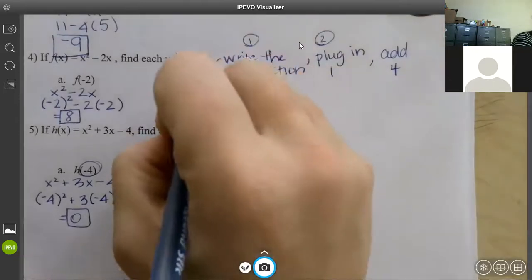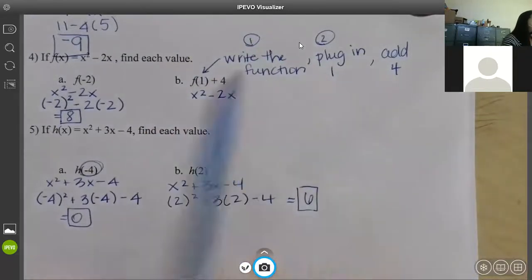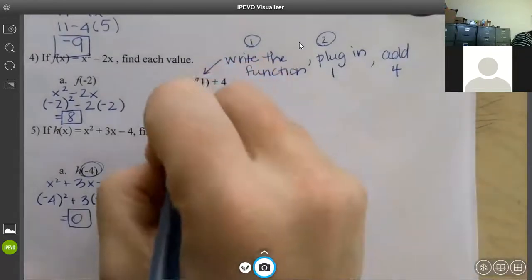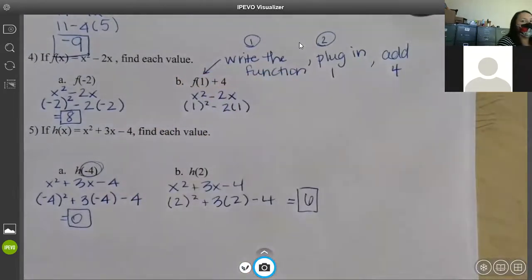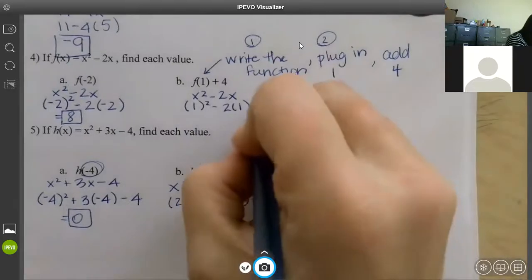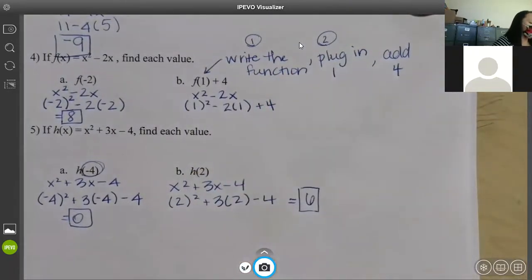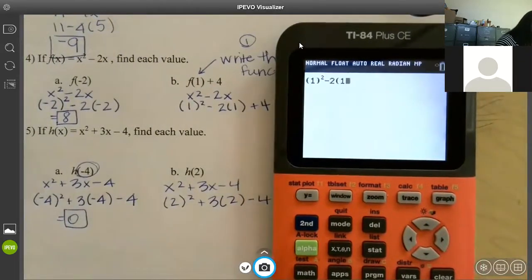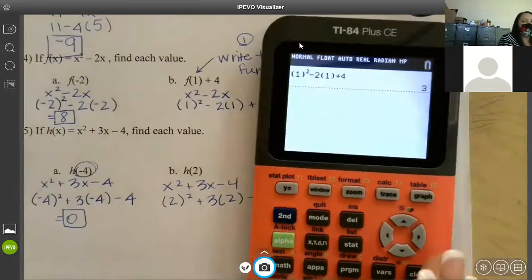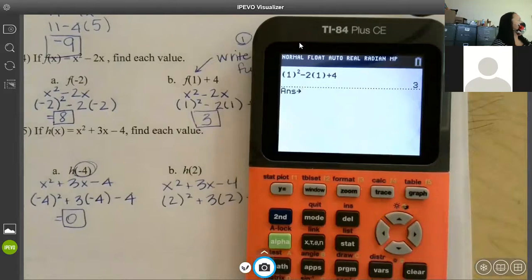All right, so our function is x squared minus 2x. So we wrote the function. We're going to plug in 1 because that's what it told us to do. And then we're going to add 4. So I just put the plus 4 on the end. Now we just put it in our calculator. So we do 1 squared minus 2 times 1 plus 4 gives us 3. That's it. Okay. So finish the function, add 4.